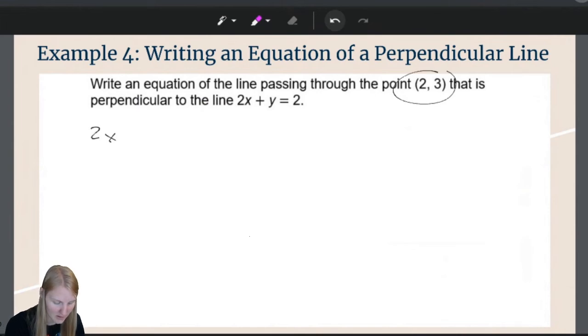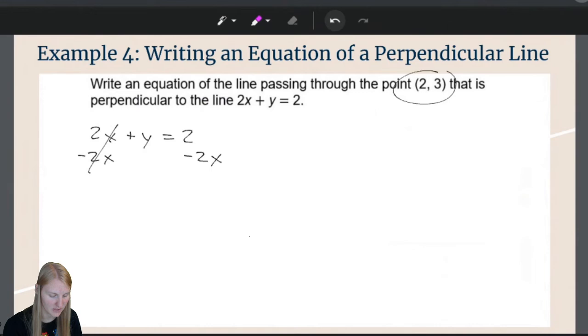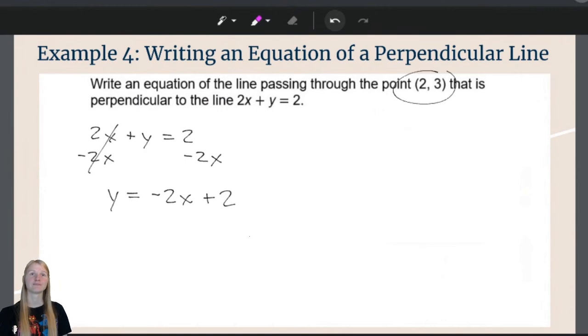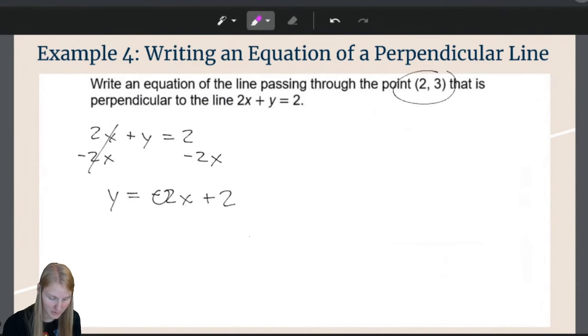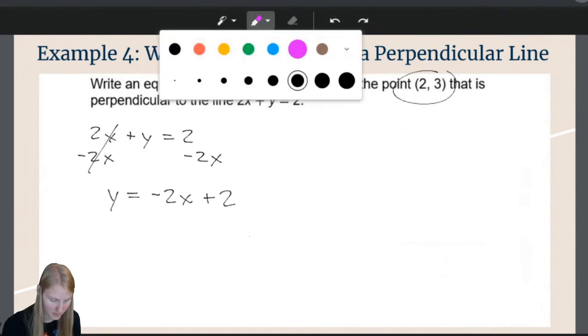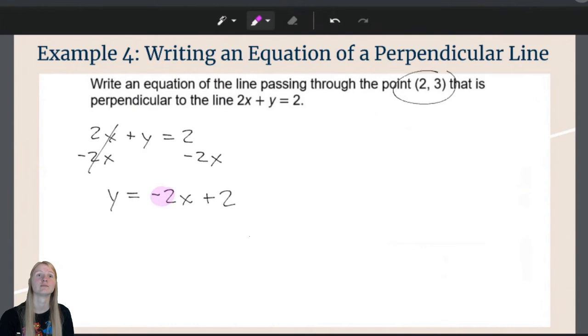So if I take 2x plus y equals 2, to solve for y, I'm going to move the 2x over to this side, and I get y equals negative 2x plus 2. Okay, that's better, because now I can see that the slope is negative 2.